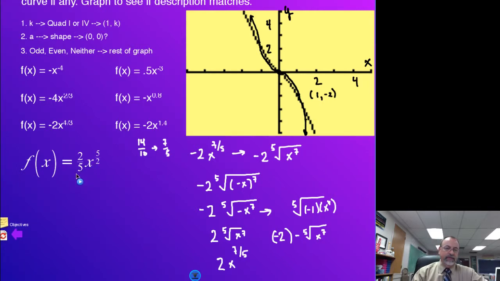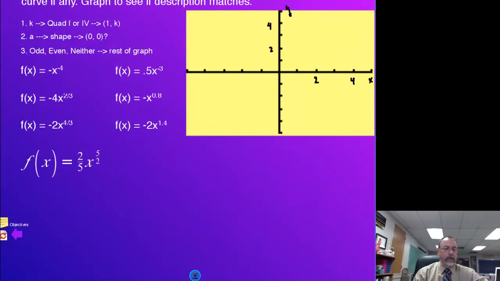I'm going to do f of x is equal to 2/5 x to the 5/2 power. So if you want to stick around, you can watch that one. Okay, the last problem here, f of x is equal to 2/5 x to the 5/2 power. So again, 1k we're going to do first. 1k is on the graph, so 1 over 1 and then up 2/5, which again is somewhere in here between 0 and 1. So I'm just going to go ahead and label that point. So that's 1 and then 2/5.